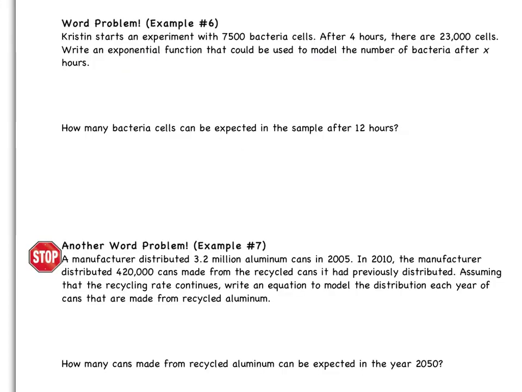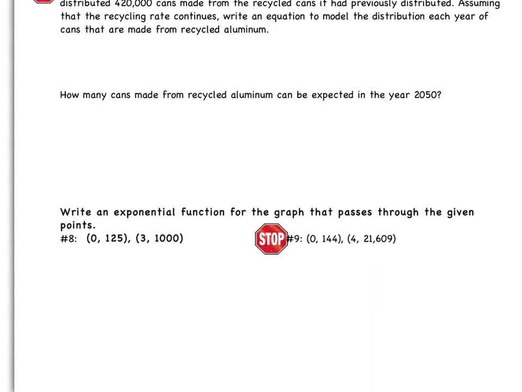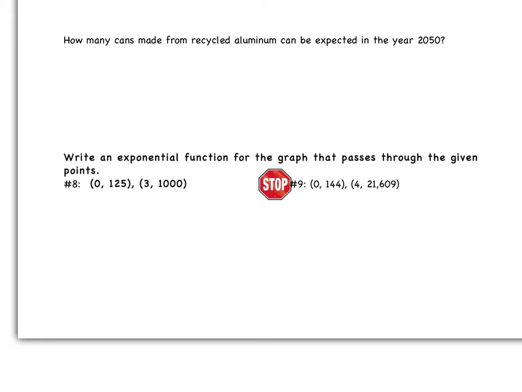Okay, we're going to do some word problems. You will need a calculator. I'm going to ask you, though, to skip 6 and 7 for right now. We're going to start with 8 and 9 and then go back to 6 and 7. So 8 and 9 says, write an exponential function for the graph that passes through the given points.